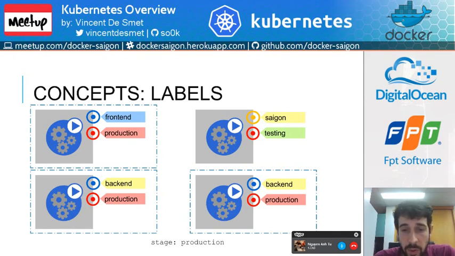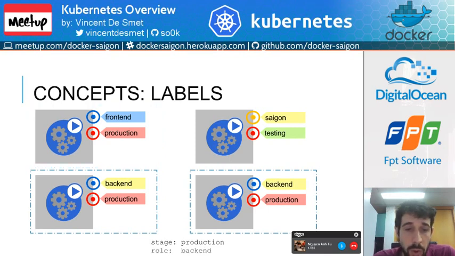Then if we concatenate more conditions to this selector, for example, the role has to be backend, suddenly the front-end production pod is no longer included. So giving labels to pods allows us to query the cluster for running pods. If you can understand, this is already a very big step towards service discovery. We're able to discover the running services within the cluster.